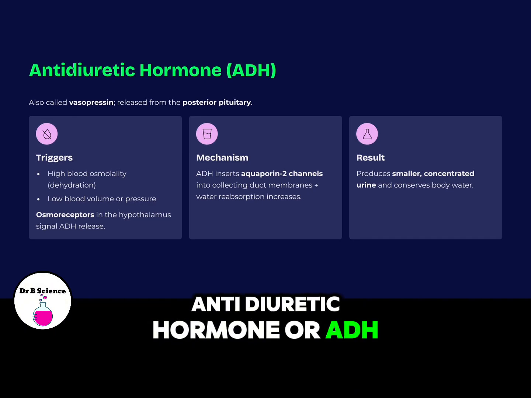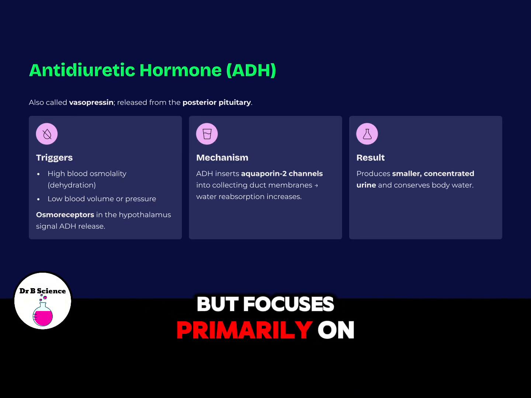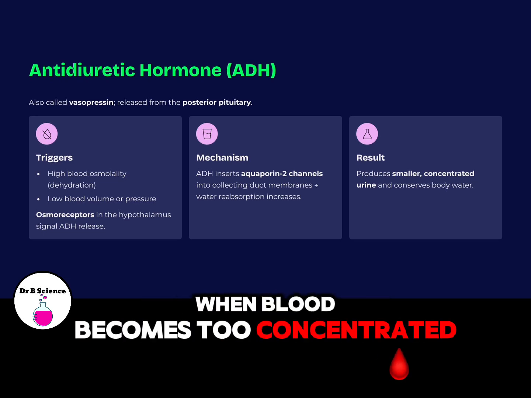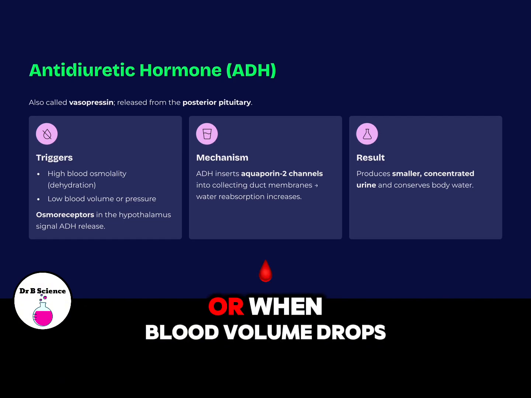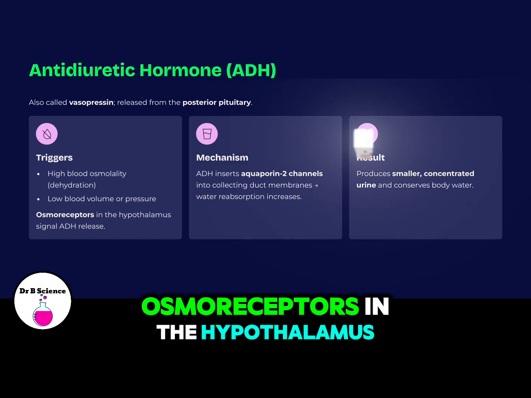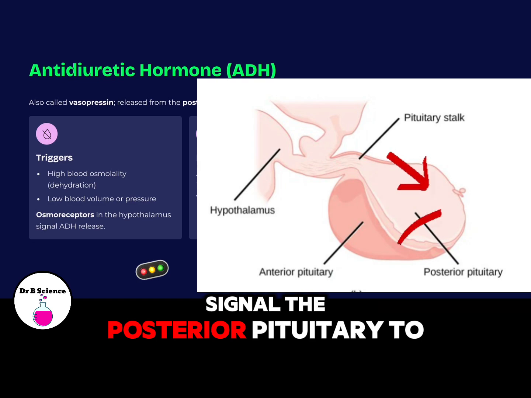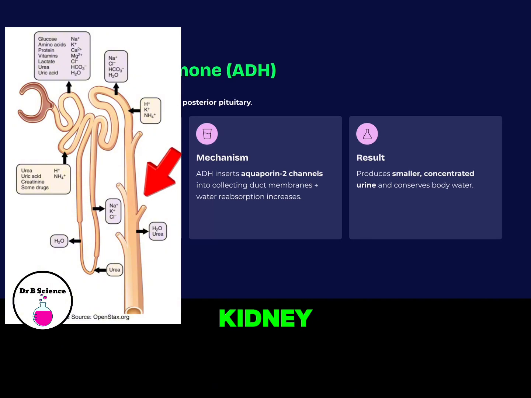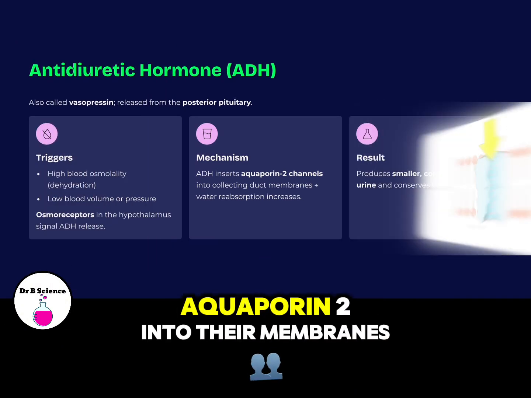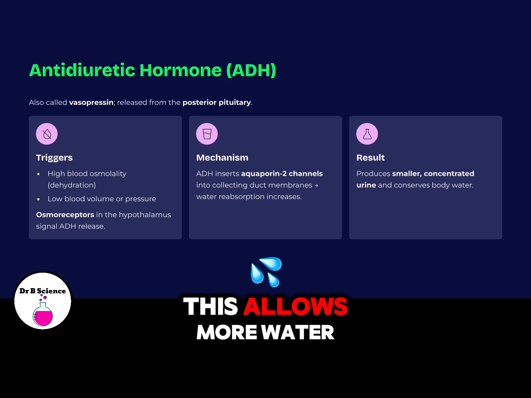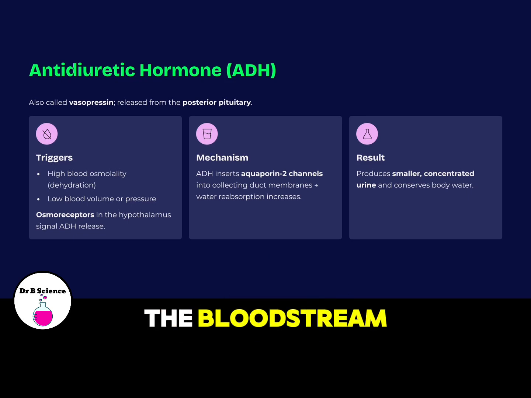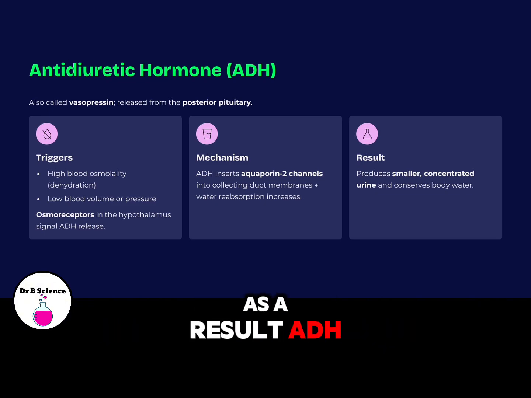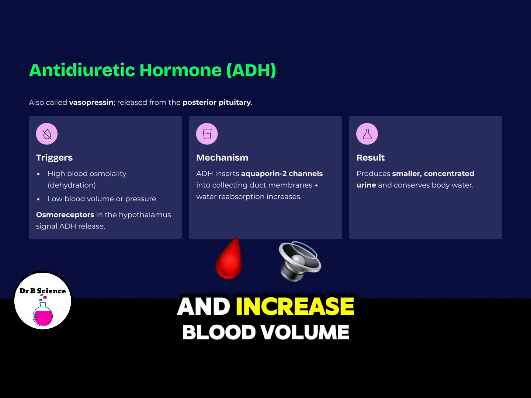Antidiuretic hormone, or ADH, works alongside RAS, but focuses primarily on water conservation and urine concentration. When blood becomes too concentrated, meaning the osmolality rises, or when blood volume drops, osmoreceptors in the hypothalamus signal the posterior pituitary to release ADH. ADH acts on the collecting ducts of the kidney, inserting water channels called aquaporin 2 into their membranes. This allows more water to be reabsorbed into the bloodstream, reducing urine volume and producing a more concentrated urine. As a result, ADH helps conserve body water and increase blood volume.